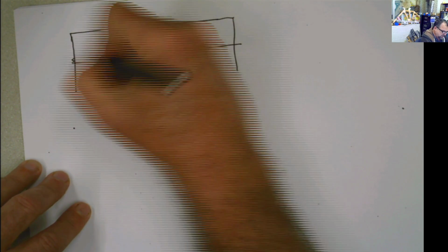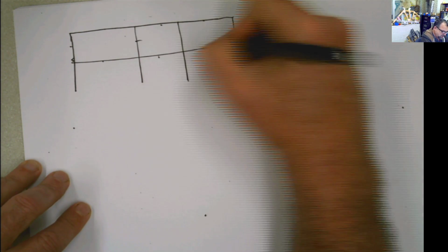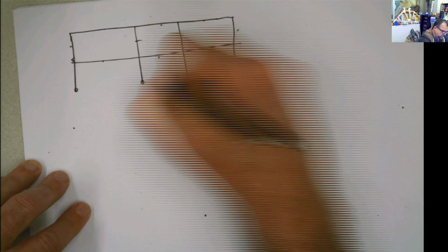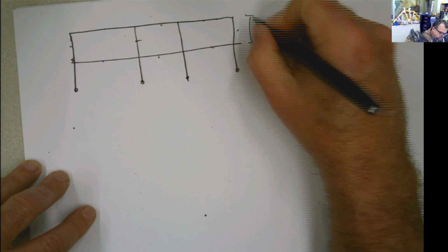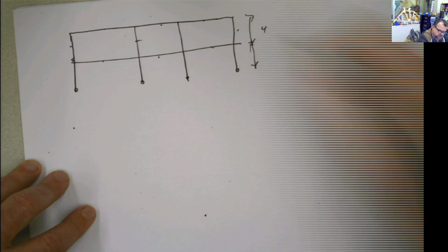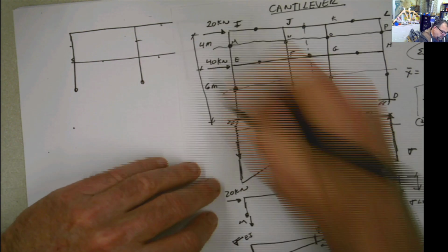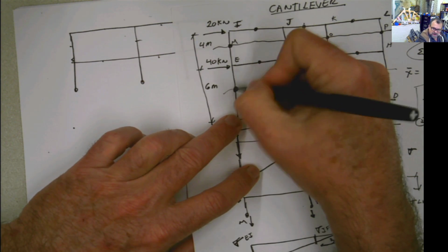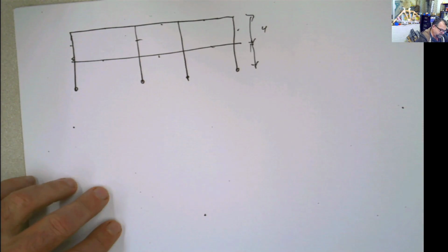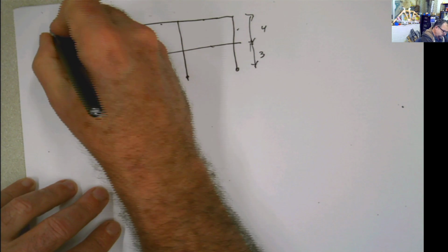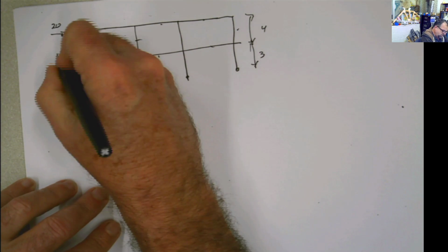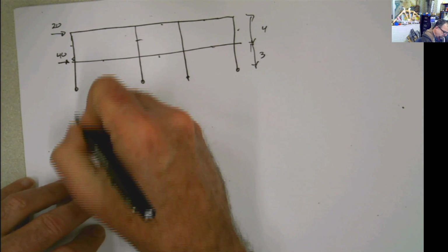I'm not going to put the hinges, but remember, all of the hinges are placed here, and this is also a hinge. This is important for me to put. So this distance here is 4, and this distance here is, if this is 6, this is going to be half of 6, which is going to be 3, and then this force here was 20, and this force here was 40. And then we proceed the same thing.